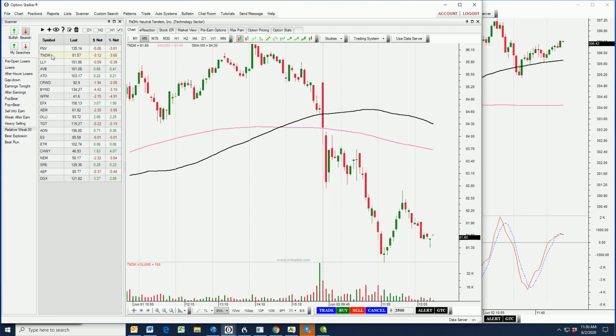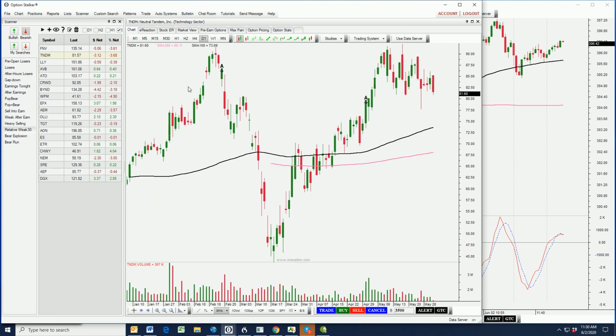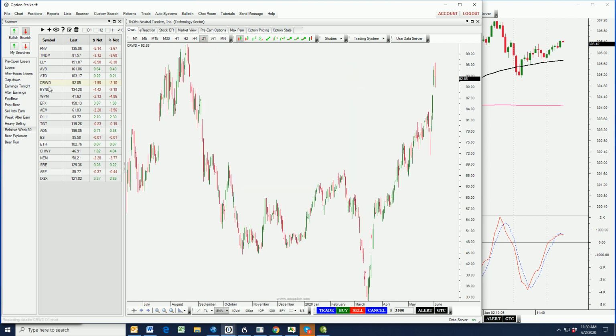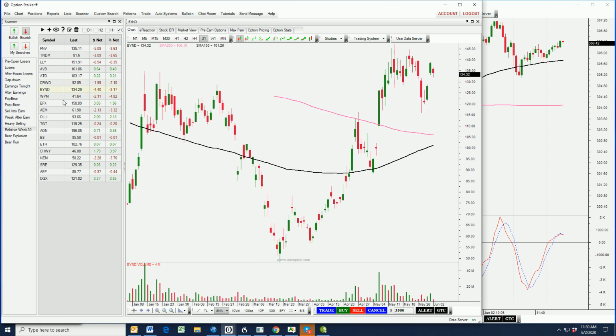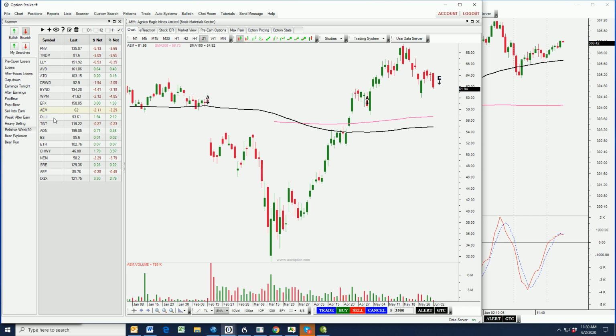TNDM, a little bit on the choppy side. Look at the daily chart. Not too much going on there. CRWD we looked at earlier. That's just simply a high flyer that gave back some gains early today. It had earnings after the close. BYND has been on the list for a bit. Don't see anything too compelling here. Really looking for some kind of horizontal breakdown, technical breakdown.